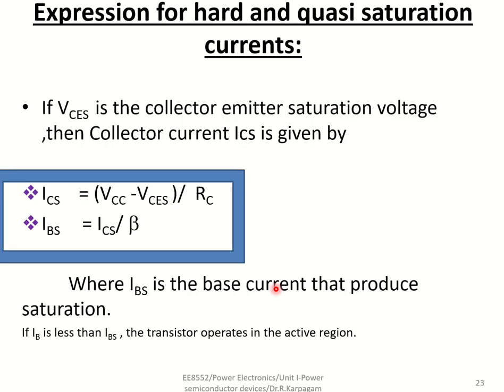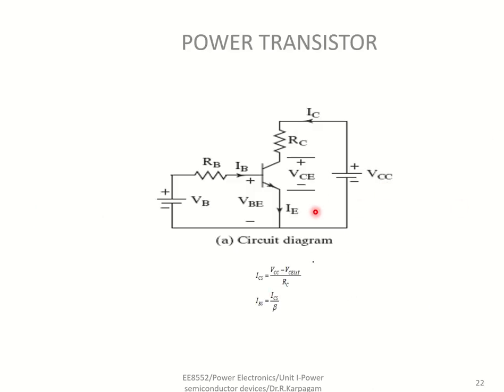The expressions for hard saturation and quasi-saturation. In our transistor, VCE is the collector emitter voltage, VCC is the supply voltage, IC is the collector current, IE is the emitter current, and IB is the base current. The collector current is equal to the supply voltage minus the voltage across the collector emitter junction, divided by the collector resistance. Base current is equal to collector current divided by current gain.